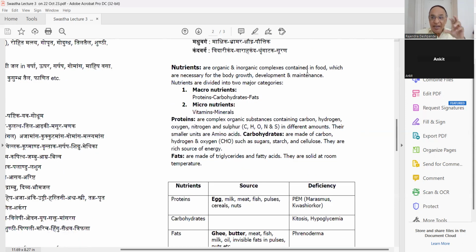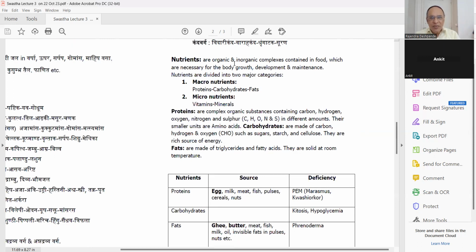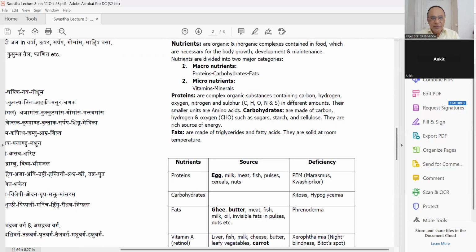Now we will start a glimpse, a trailer of modern. Nutrients. What are nutrients? Organic and inorganic complex substances contained in the food which are necessary for the body. Number one, body growth, development, and maintenance of the body tissues. Nutrients are divided into two major categories. Here you can see, this classification is important.